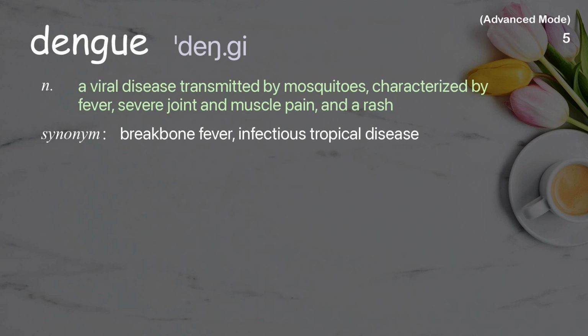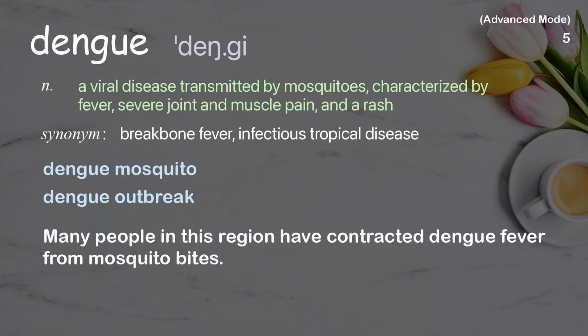Dengue. A viral disease transmitted by mosquitoes, characterized by fever, severe joint and muscle pain, and a rash. Examples: Dengue mosquito. Dengue outbreak. Many people in this region have contracted dengue fever from mosquito bites.